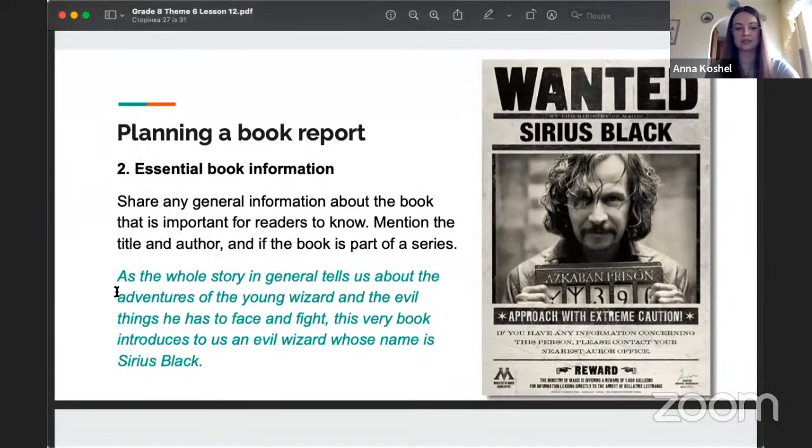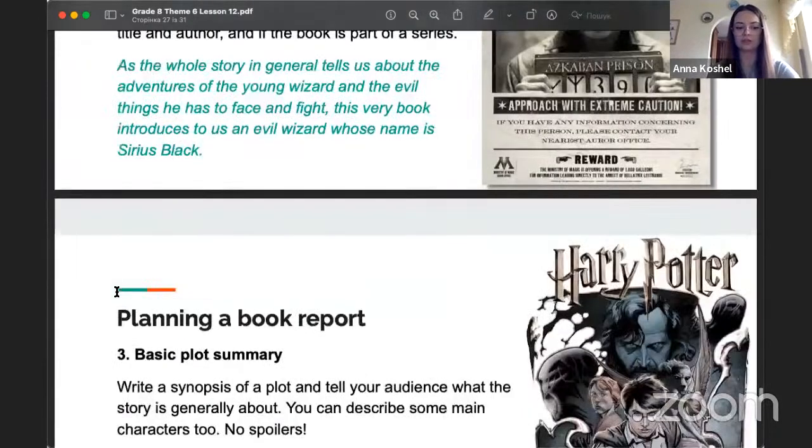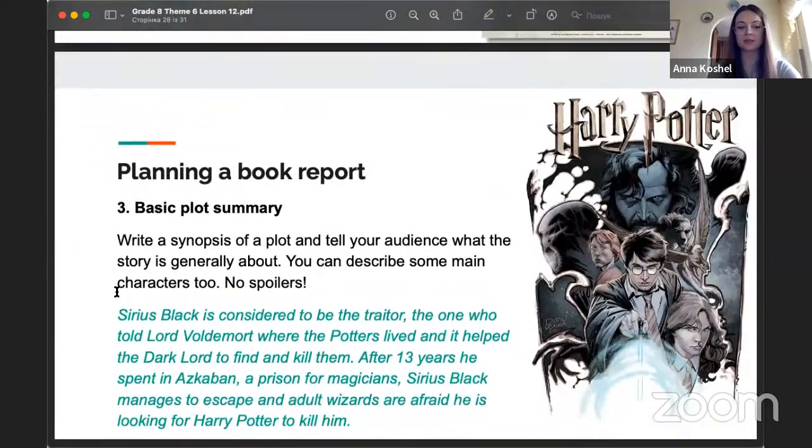So here we can see that general story, this very book introduces us to whom, so this is essential book information. Now basic plot summary, невеличке узагальнення про сюжет. We write a synopsis of a plot, невеличке узагальнення сюжету пишемо, and tell your audience what the story is generally about. We can describe some main characters too, but don't forget you have to avoid spoilers. Уникаємо спойлерів, не розказуємо про все, що станеться у книжці.